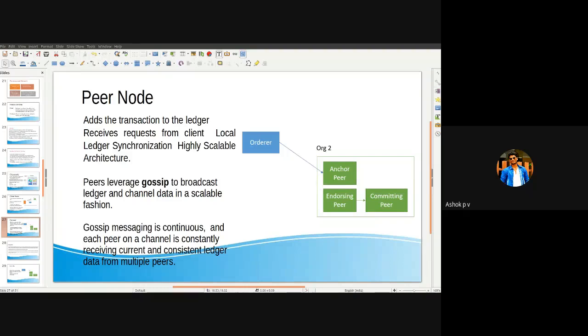Next are the ordering peers that we saw, the orderers. They receive the endorsed transactions from the UI, that is the client, and package them into the blocks that we see. These ordering nodes keep track of all the transactions in the ledger, including the valid and invalid transactions.